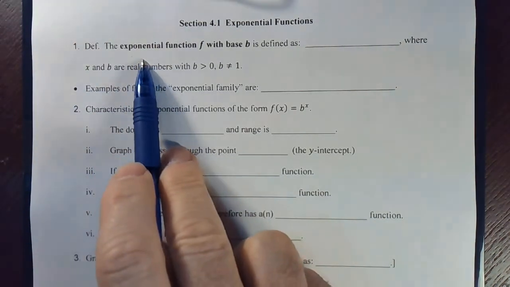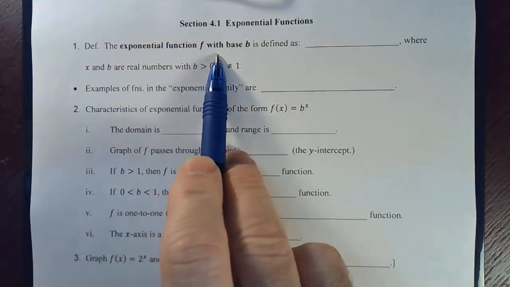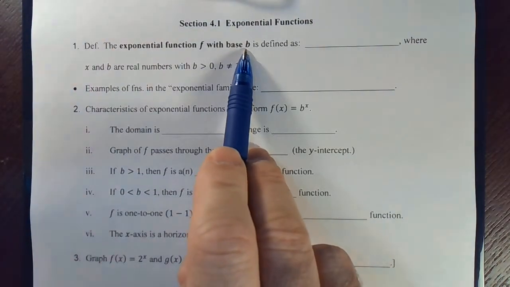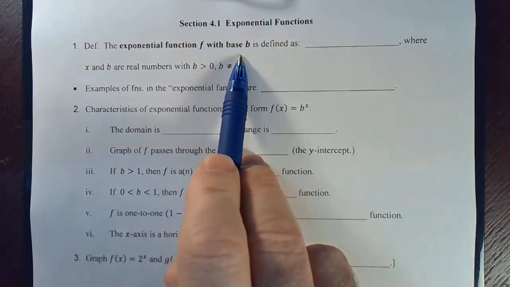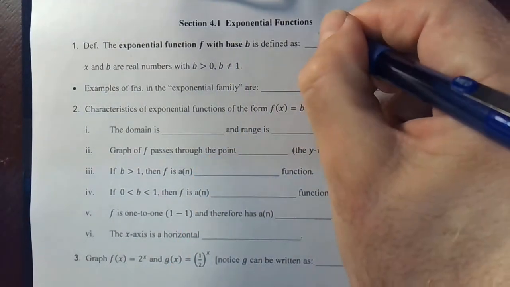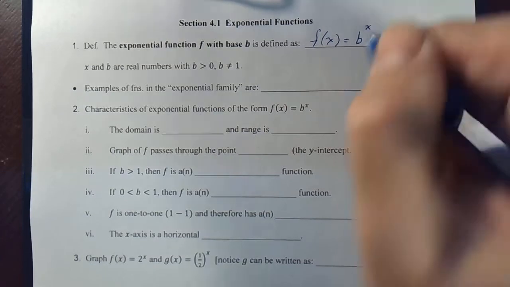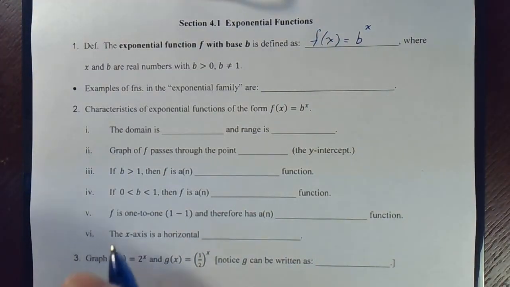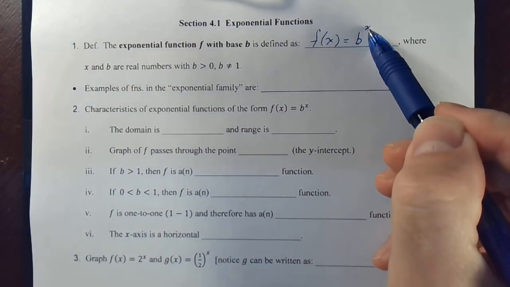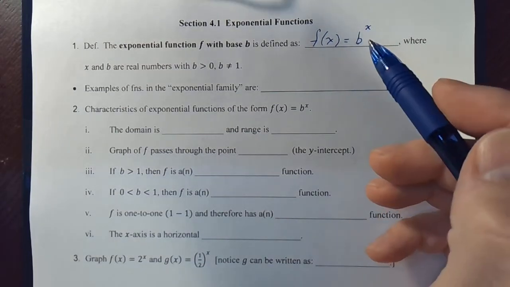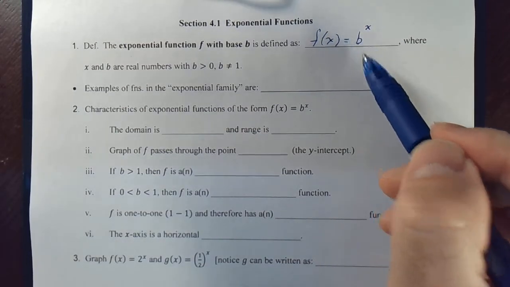So the definition of an exponential function with base b, that means the base of the exponent will be b to the x power, is defined exactly as I said. f of x equals b to the x. Very simple. b is the base, x is the exponent. Now let's just review a little bit here.